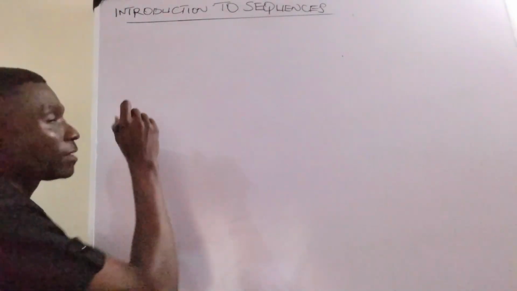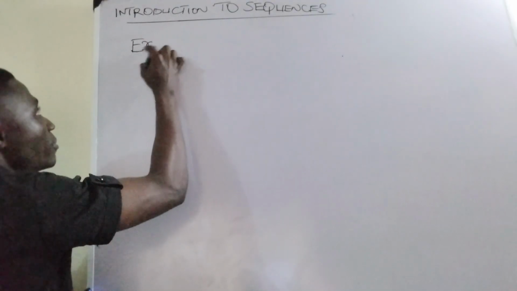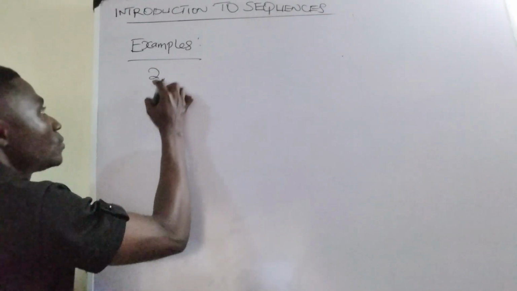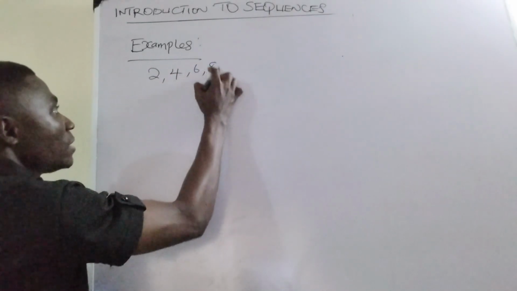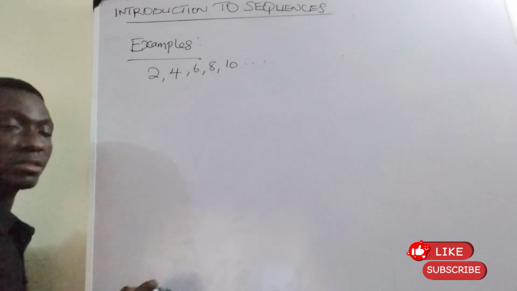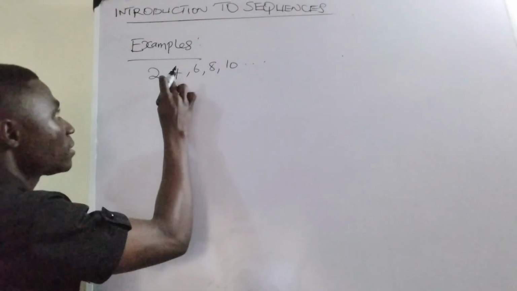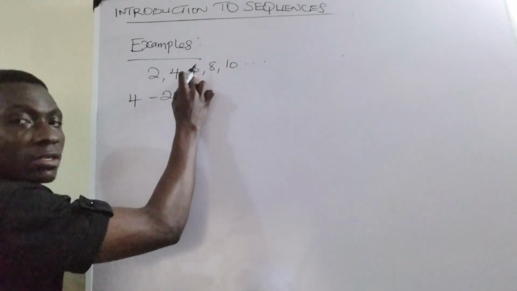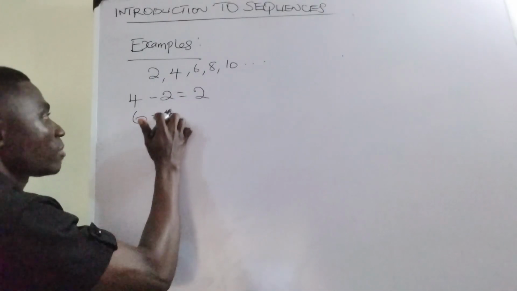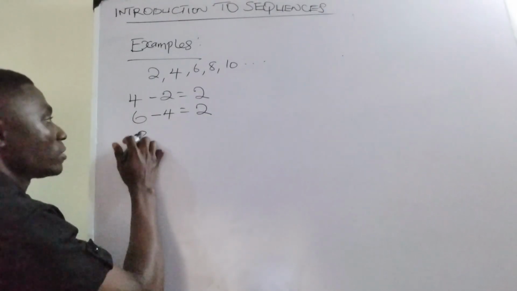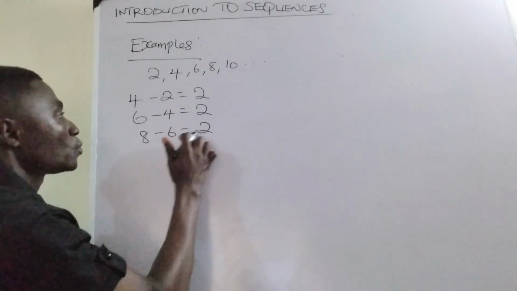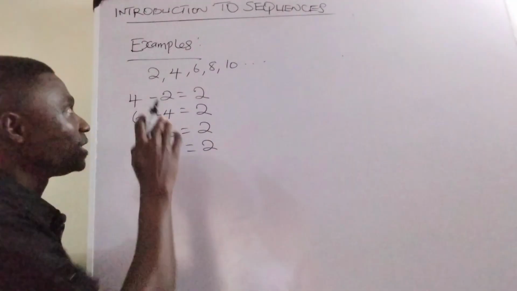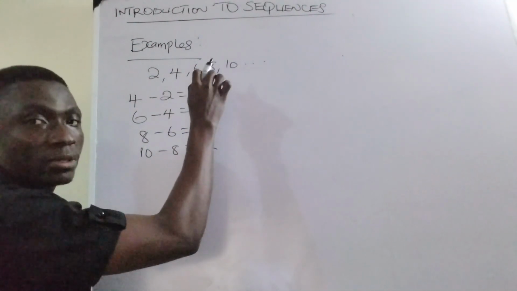So let's look at that practically. Let's take some examples. When we say 2, 4, 6, 8, we can keep counting, but it's obvious that we are counting in twos, because 4 minus 2 gives you 2, 6 minus 4 gives you 2, 8 minus 6 gives you 2, and 10 minus 8 gives you 2. So we can clearly see that the difference between two successive terms is 2.